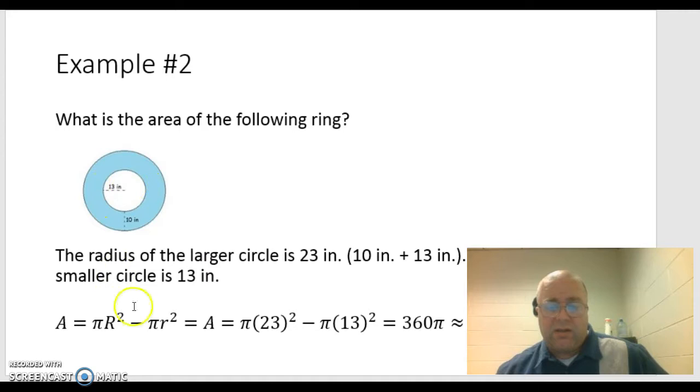So plugging all of that information into our formula, we are going to have pi times 23 squared minus pi times the radius of that smaller circle, which is 13 squared, is going to give us a total area of 360 pi, or approximately 1,131 square inches.